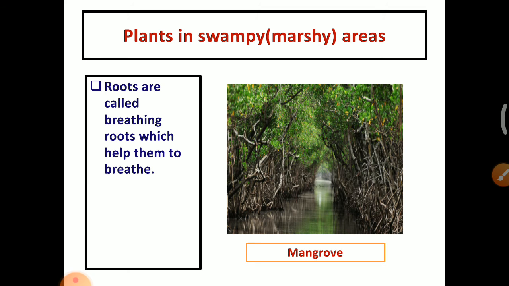So till now we have discussed terrestrial plants. What plants grow on hills and mountains, plains and deserts, rainfall areas and marshy areas. So different plants grow in different regions according to different climatic conditions.